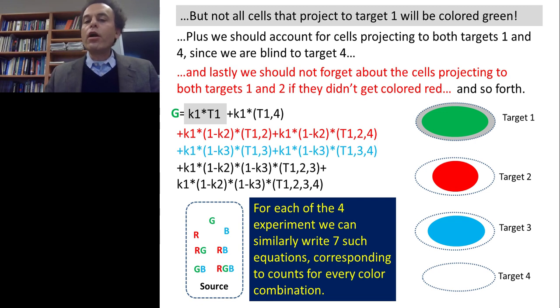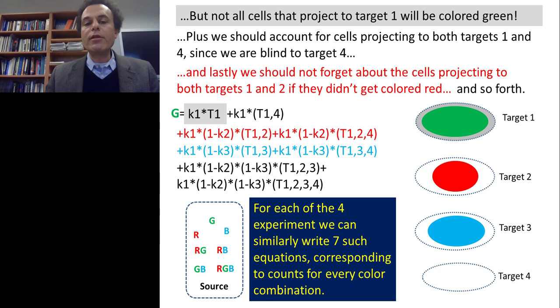However, remember that not all the neurons that project to target 1 are green because we're only hitting a fraction of target 1. Let's say K1 is that fraction. So we can say G equals K1 times T1, where T1 is the count of the cells that project to target 1. But that's not enough because we're not putting any color in target 4.